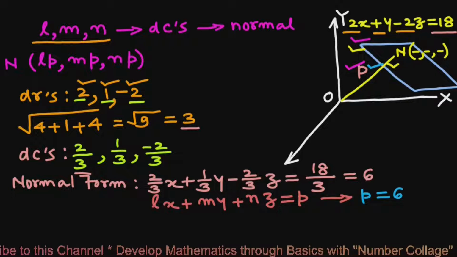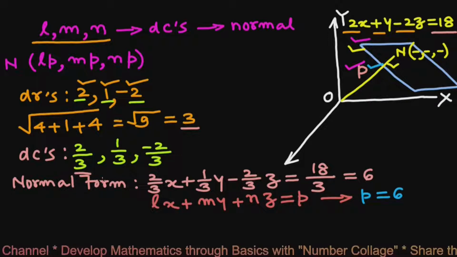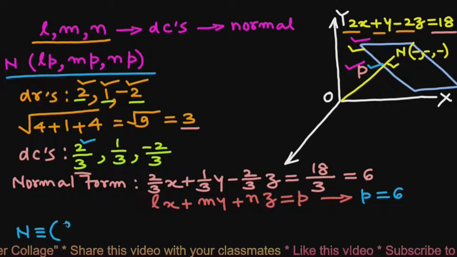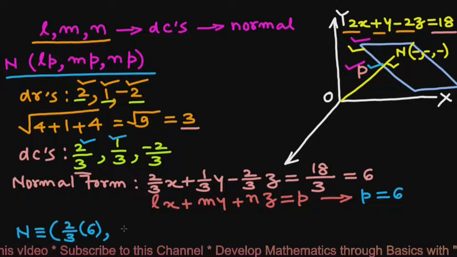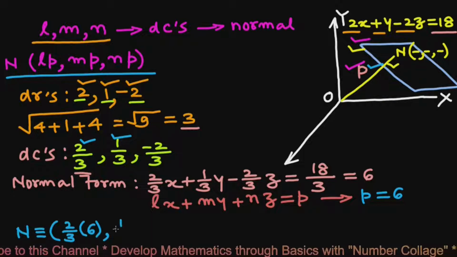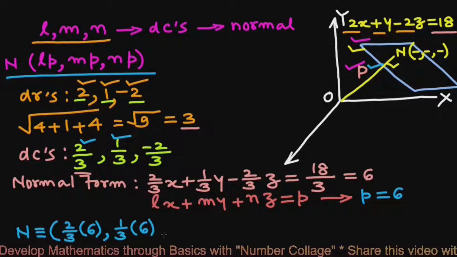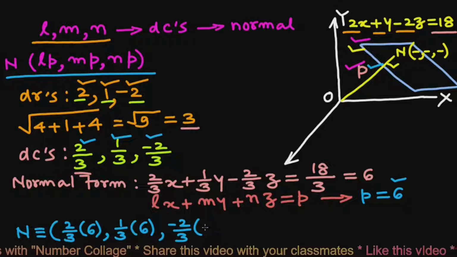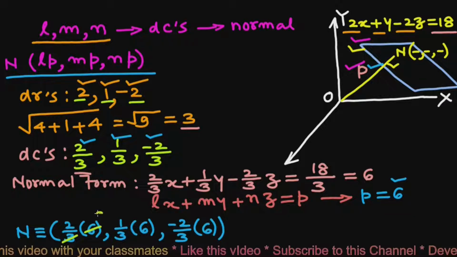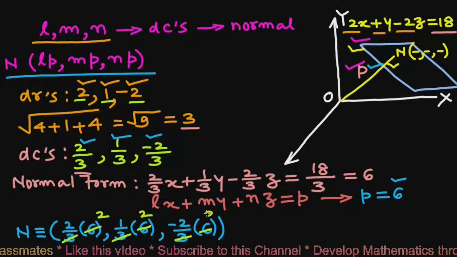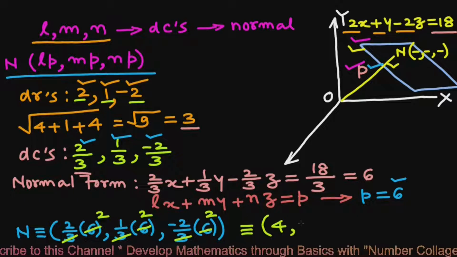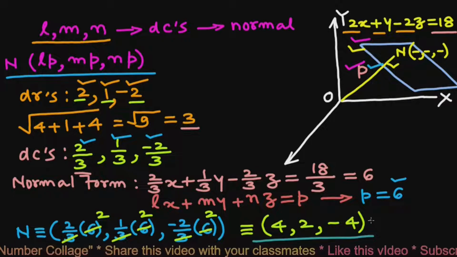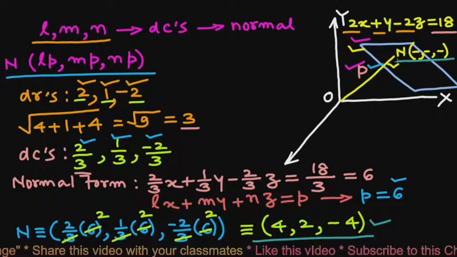Now we will write the coordinates of the foot of the perpendicular N as lp, that is 2 upon 3 into 6, mp, that is 1 upon 3 into 6, comma minus 2 upon 3 into 6. So that will be 4 comma 2 comma minus 4. So these are the coordinates of the foot of the perpendicular N to this plane.